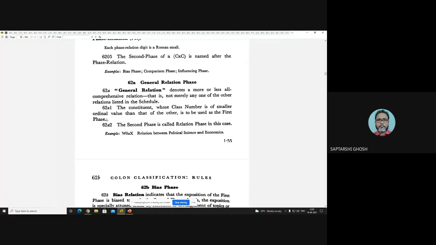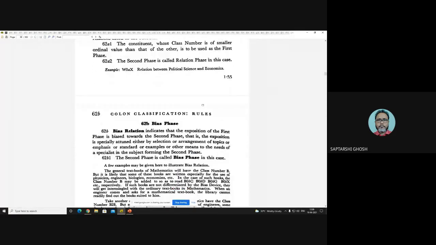You see W, X, Y. So W is coming first in order. So that is why this is smaller in ordinal number, but in order X is broader. So that is why W should come first. And this is a general phase relation. W, then 0, then A and X. So this is what two classes are there. All two classes are, you see, the main classes. So W, then you are getting a 0. 0 is the symbol for phase relation. A is the specific symbol for general relation. And X is the economics. So that is political science and economics. Okay. General phase relation.